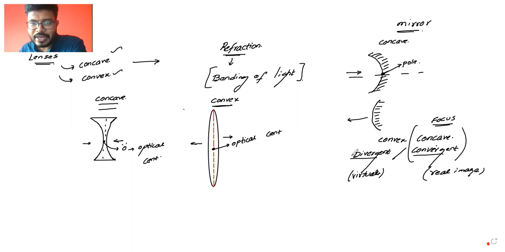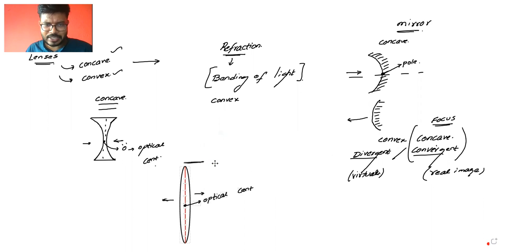Now, same thing, but slightly different from the mirrors. What are the cases we are going to discuss here with lenses? Everything will be quite opposite to the mirrors. Let's try to understand it, convergent as well as divergent. So first of all, I'll discuss your convex. I'm taking convex.